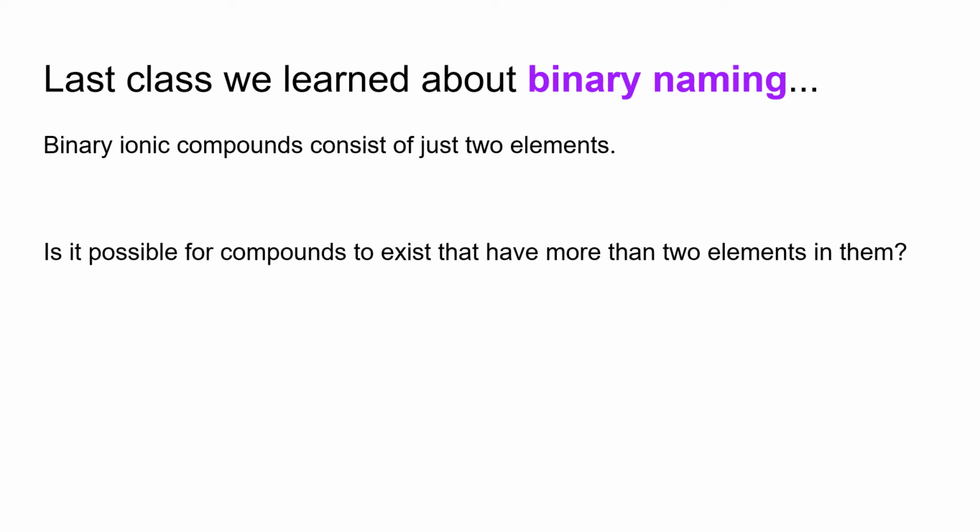In today's video, we are going to be looking at special types of ions known as polyatomic ions, as well as expanding on naming ionic compounds to include those polyatomic ions in them. Previously, we have talked about binary naming. Remember that prefix bi means two, and so in binary ionic compounds, we're looking at just two elements. But it is possible for compounds to exist that have more than two elements in them, and that's the focus of today's video: how do we write formulas for those types of compounds.